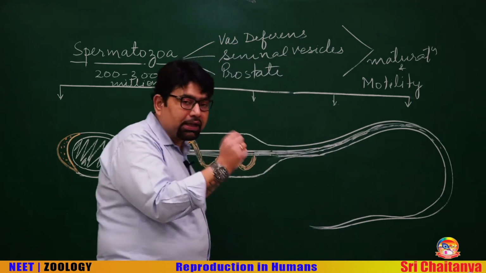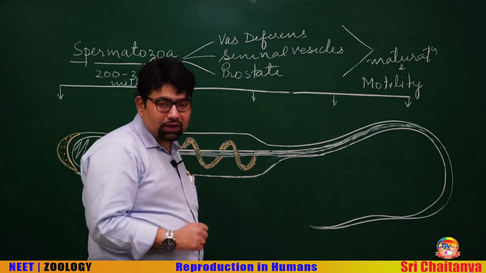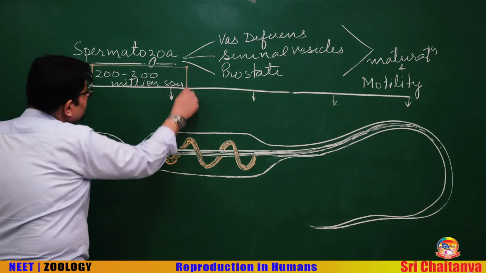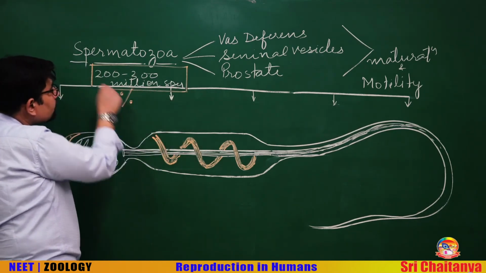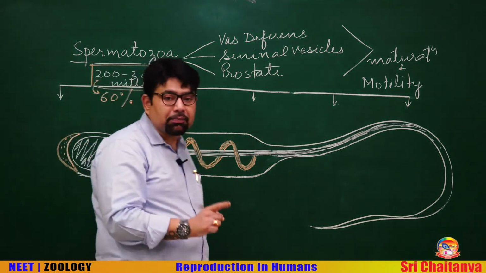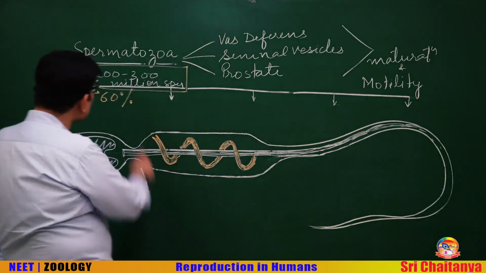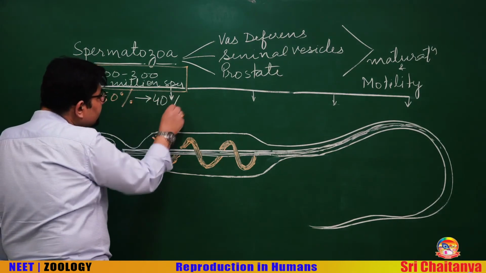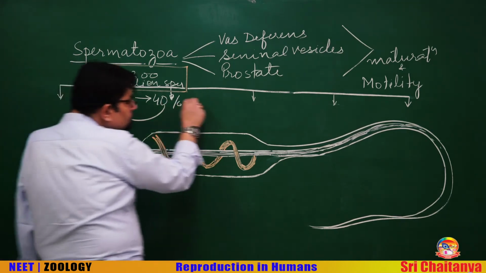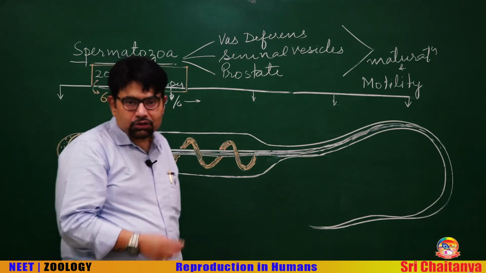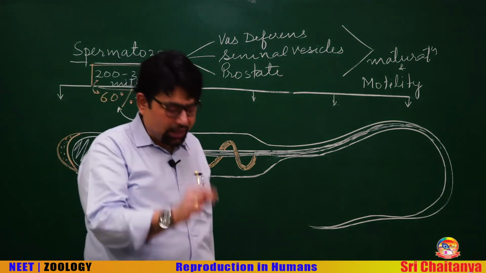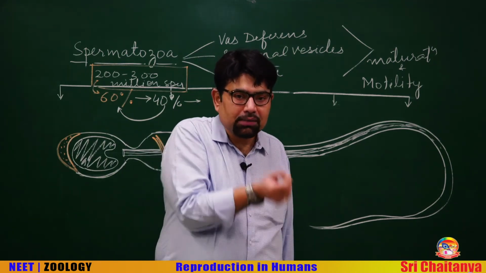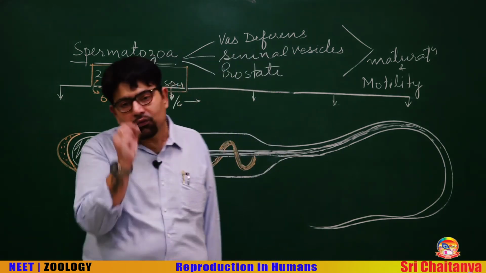Now, how many are required for fertilization? Only one. But for fertilization to occur, 60% of them should have normal shape and size. And 40% of these should be vigorously motile. 60% should have normal shape and size, the structure, and 40% of the 60% should have vigorous motility.